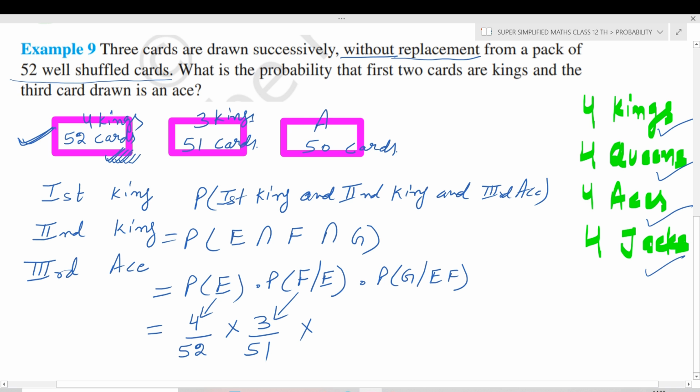And how many aces will be there? Total 4 aces will be there, since the first two cards that you have taken out were kings and not any single ace. So the probability of the third card being an ace will be 4 by 50, because 4 is the number of ways in which you can pick up one ace card out of 4 cards, and 50 is the total number of ways in which you can pick up any one card out of these 50 given cards. So this is going to be the total probability.